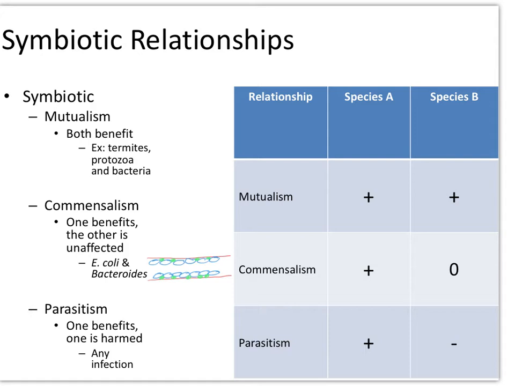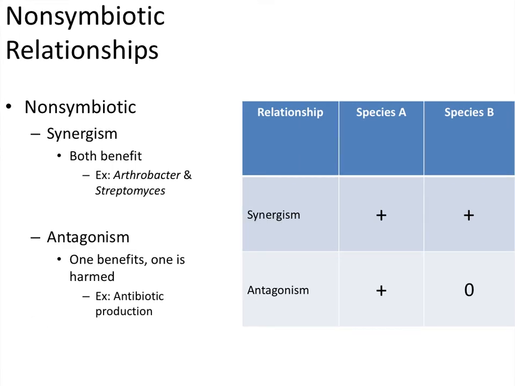With parasitism, two or more organisms interact. One of them benefits, one of them is harmed, and the parasite, the one that's doing the harm, has to have the relationship to survive. Non-symbiotic relationships are those in which two or more organisms interact and none of them need the relationship to stay alive or to survive. There are two types of non-symbiotic relationships. One is synergism. In synergism, both of the organisms benefit from the relationship, but they don't have to have it to stay alive.